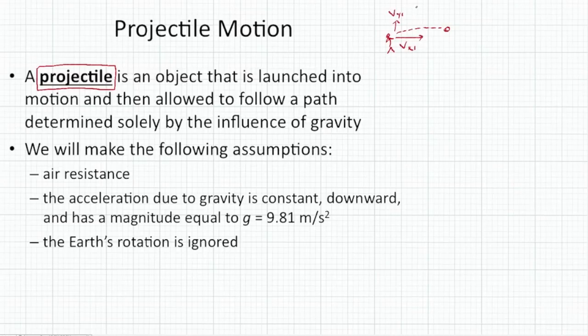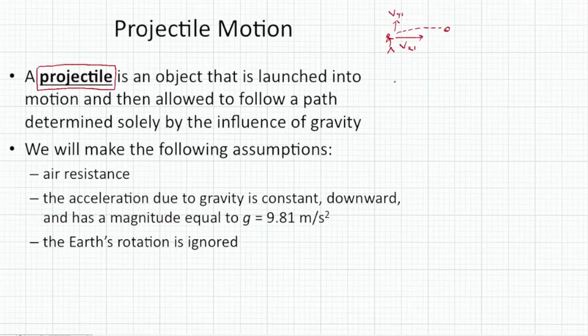An airplane, for example, is not a projectile because it is powered. It flies under its own power. So something that is launched into the air, like maybe from a catapult or from a baseball player's arm, but then it simply flies under the influence of gravity only.